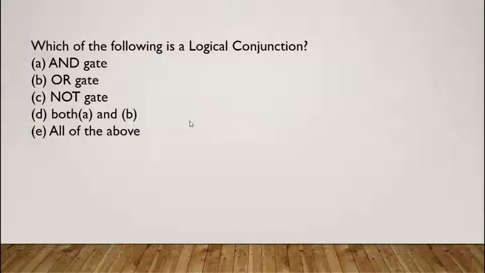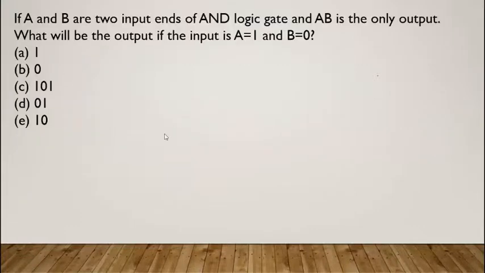Which of the following is a logical conjunction? So it is the AND gate. If A and B are two inputs of an AND logic gate and AB is the only output. See, this question is also from IBPS PO Mains. Okay, this question looks complicated, but this is one of the easiest questions.